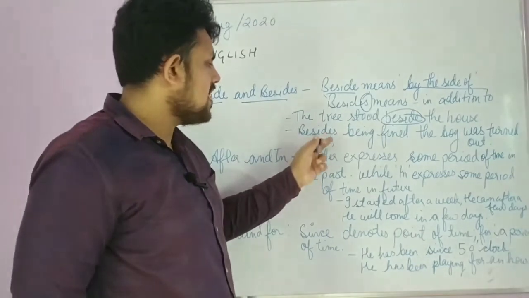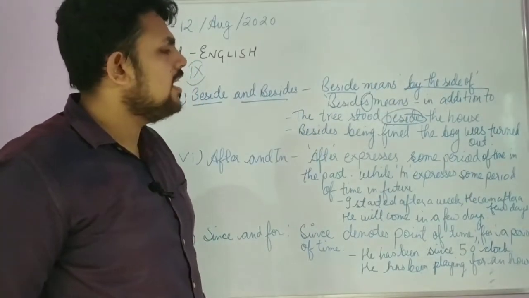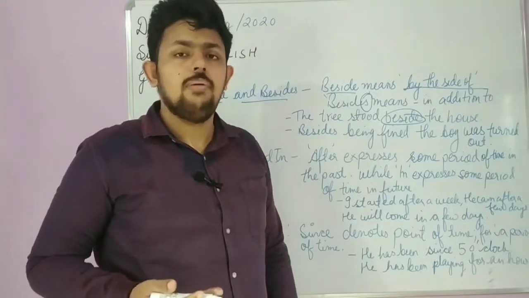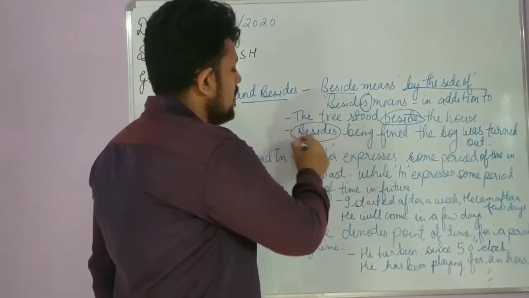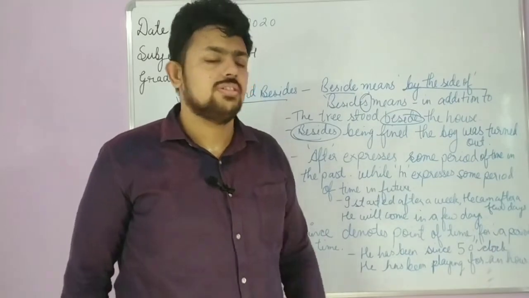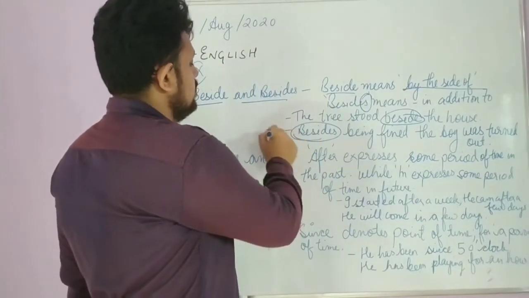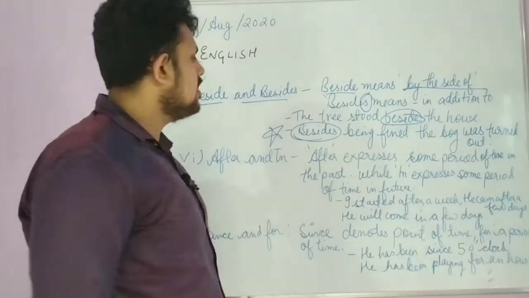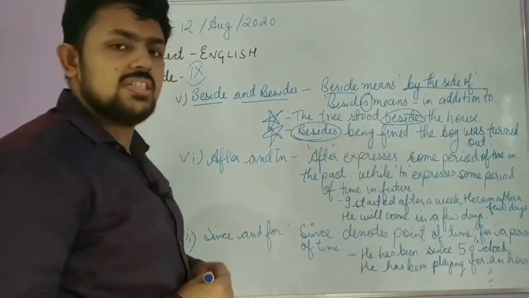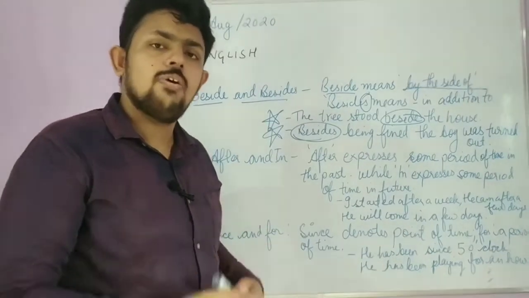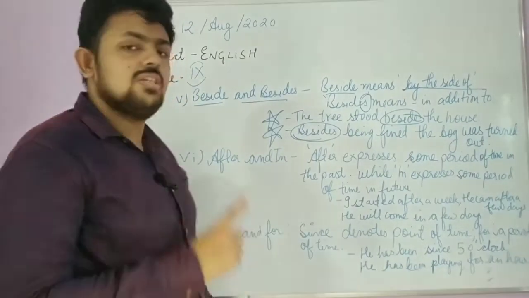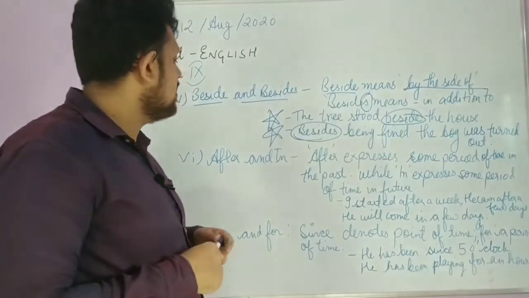Okay, besides, now besides being fined, the boy was turned out. In addition to, he was fined for some crime, but he turned out. Besides being a good boy, he is always notorious. Okay, so in addition to, besides being a good boy, he is notorious. The boy was playing beside the garden. Okay, so beside and besides. Beside, by the side of; besides, in addition to. Okay, got it? So this mistake I hope you will not commit now.